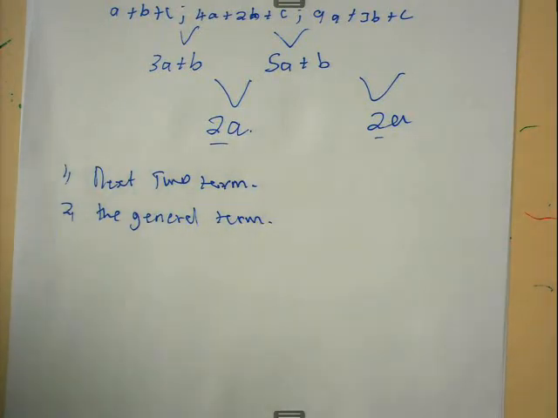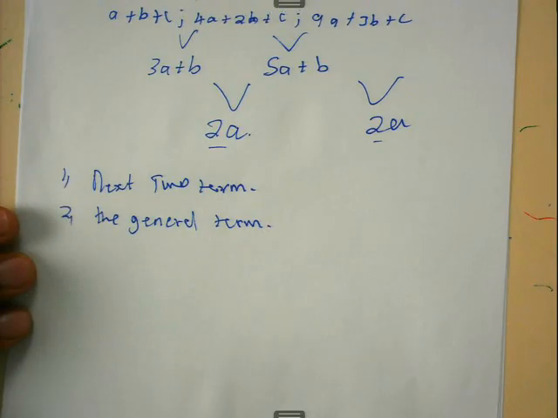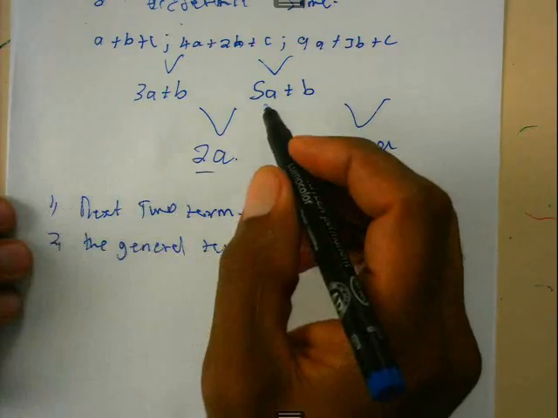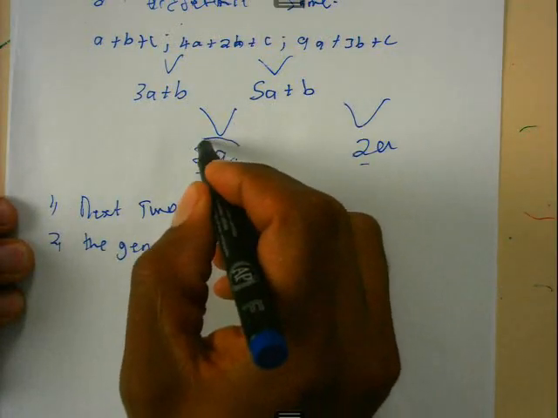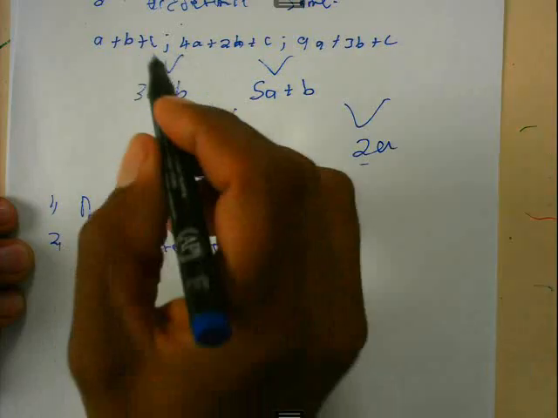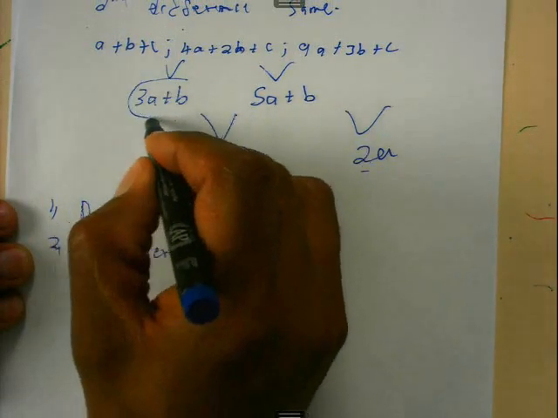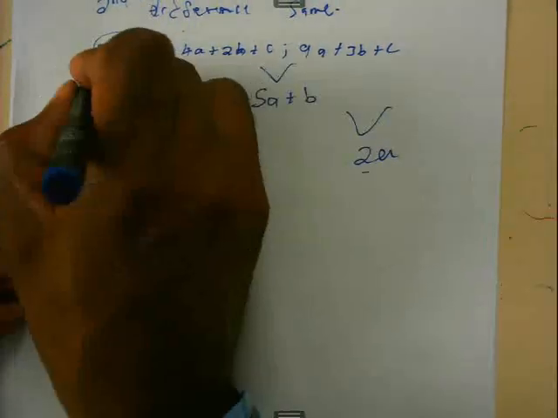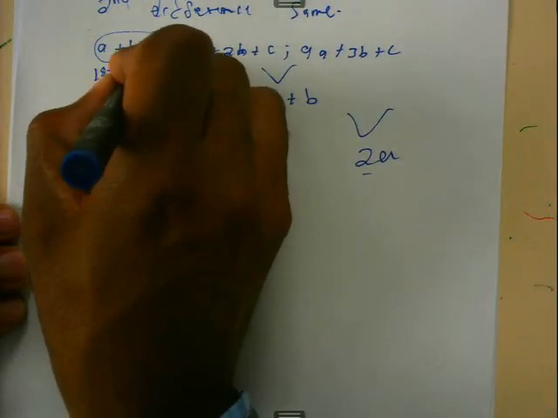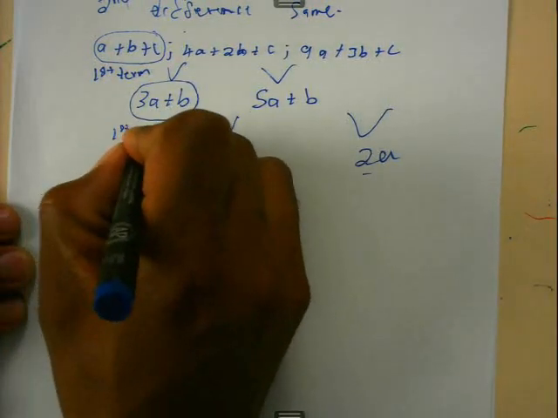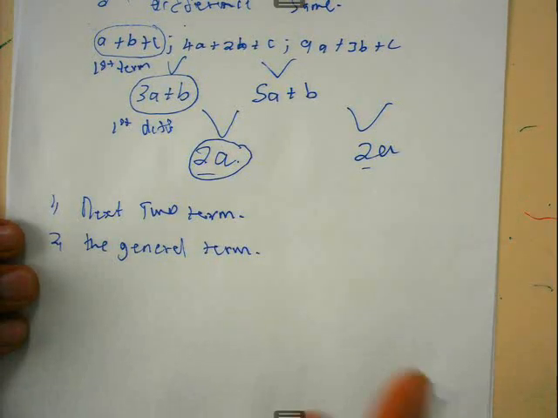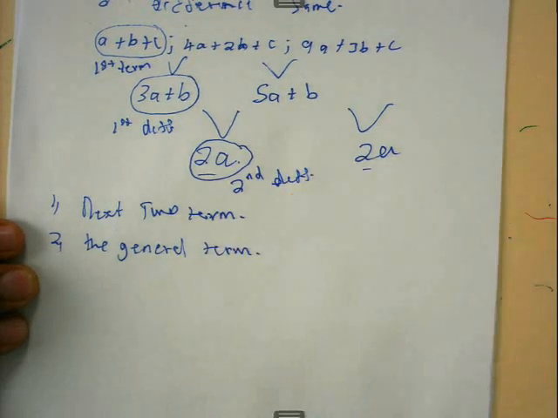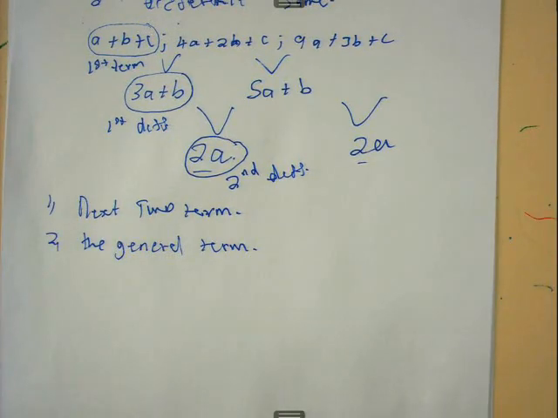Now the question will be, how do you determine the general term? For a quadratic pattern, there are many ways to find the general term, but most of the time we take the second difference, and we also take the first term of the first difference as well as the first term. This is the first term. This is the first difference. This is our second difference. The three first terms there are very, very important.